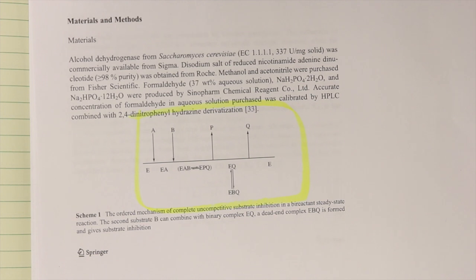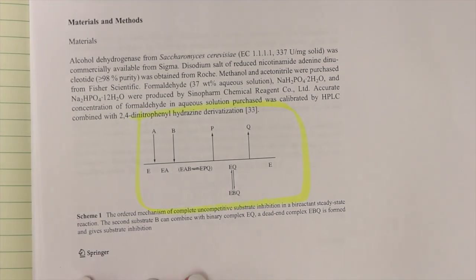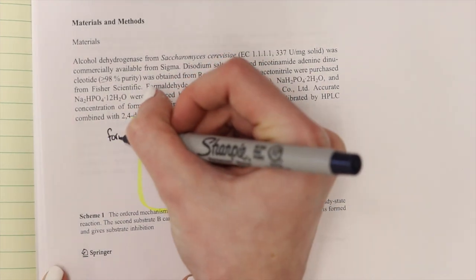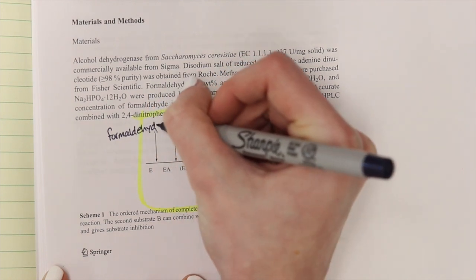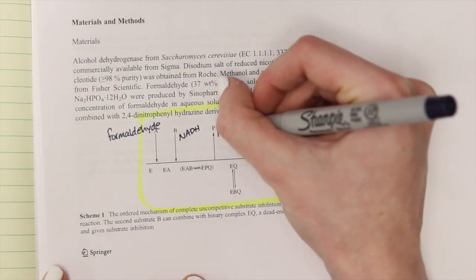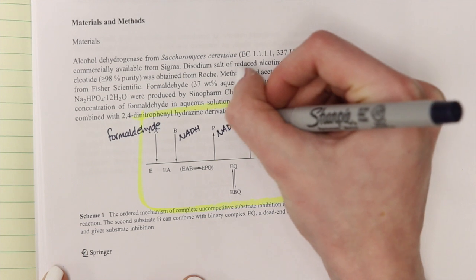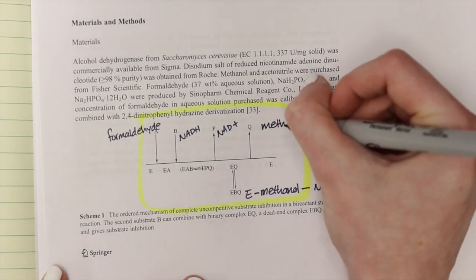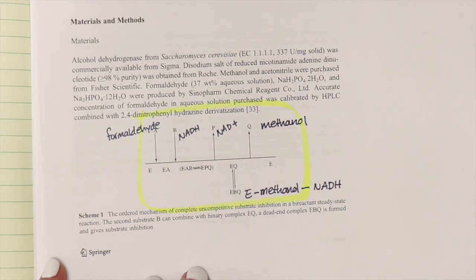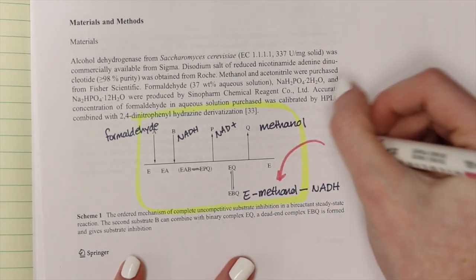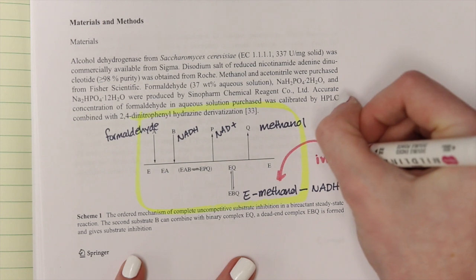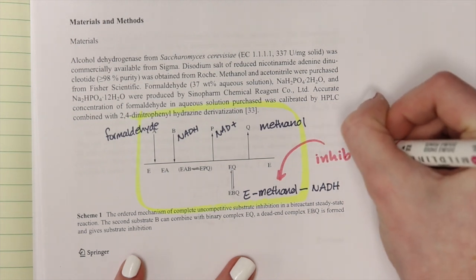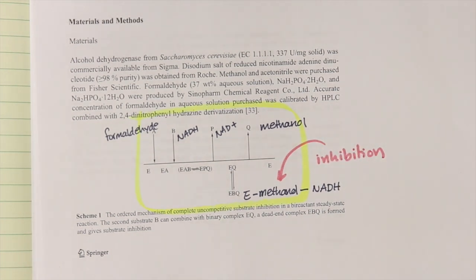Knowing that NADH is an uncompetitive inhibitor, the Beijing team proposed this mechanism. Alcohol dehydrogenase first binds to formaldehyde, then to NADH. Both are turned over to their products. NAD+ leaves the enzyme and methanol behind, and then the methanol leaves the enzyme, ready to catalyze a new reaction. However, at high concentrations, NADH can bind to the enzyme-methanol complex and stall out the reaction. Inhibition.